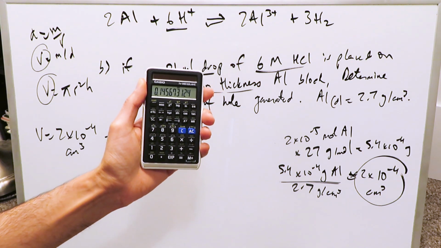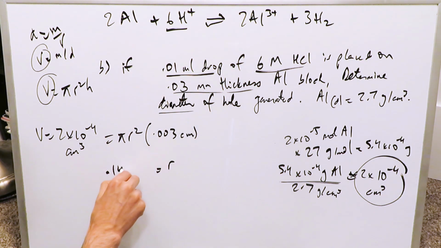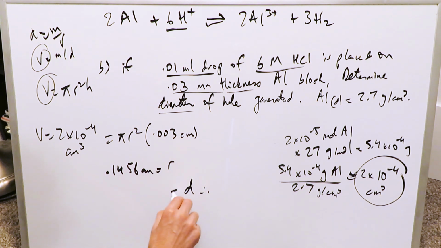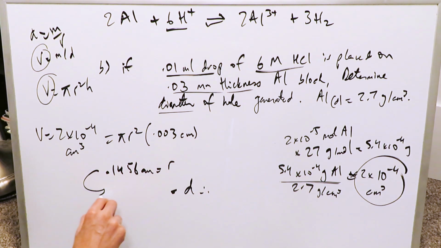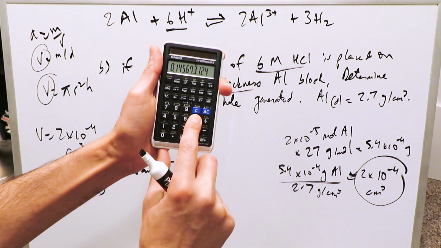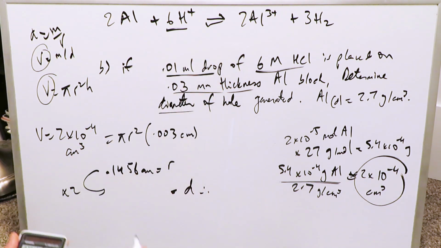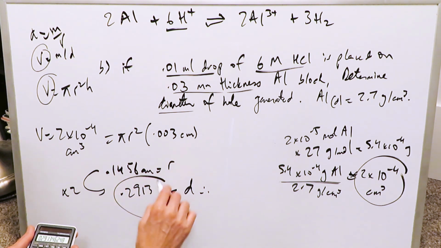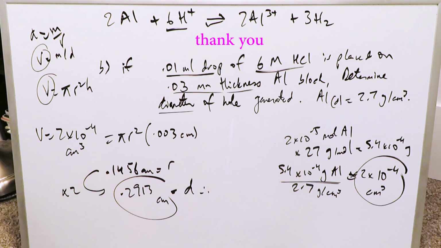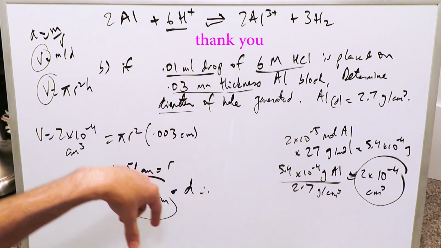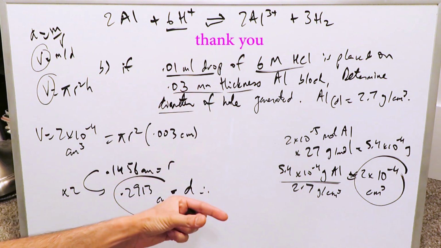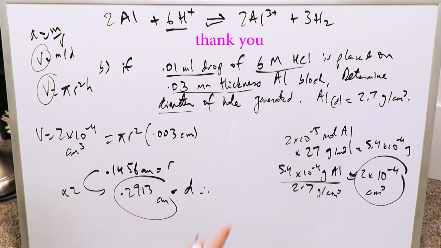I'm getting 0.1456 centimeters. Therefore, diameter must be equal to 2 of this. We'll multiply this by 2 because 2 radius is equal to 1 diameter. Multiplied by 2, we get 0.2913 centimeters. That will be the diameter of the hole that's generated in that block of cylinder as the hydrochloric acid drop dissolves it and penetrates it and pushes right through into the other side.